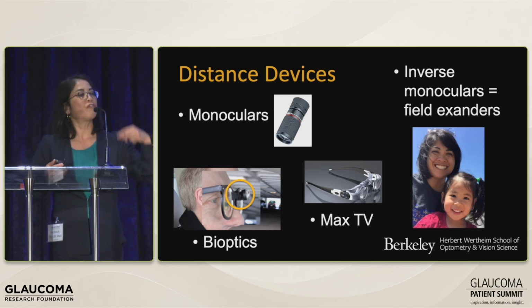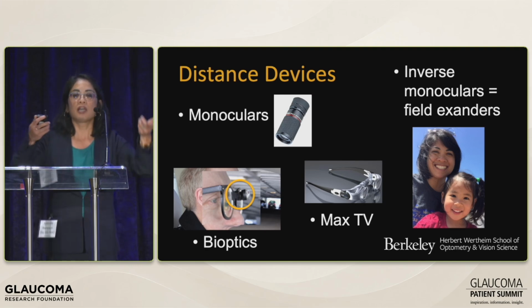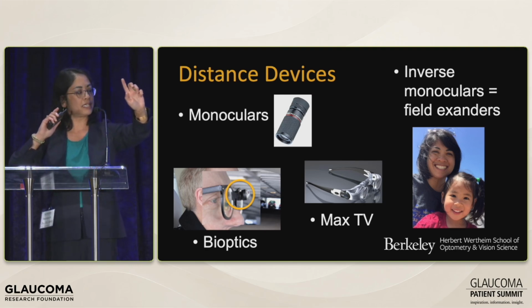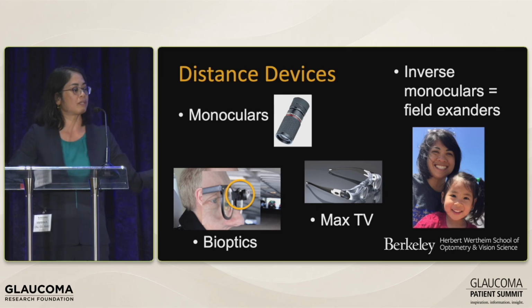So if we take a 4 times telescope, use it traditionally, everything's magnified 4 times. You flip it in the opposite orientation, and now you have something that's minified by 4 times, but the field of view has expanded by 4 times.